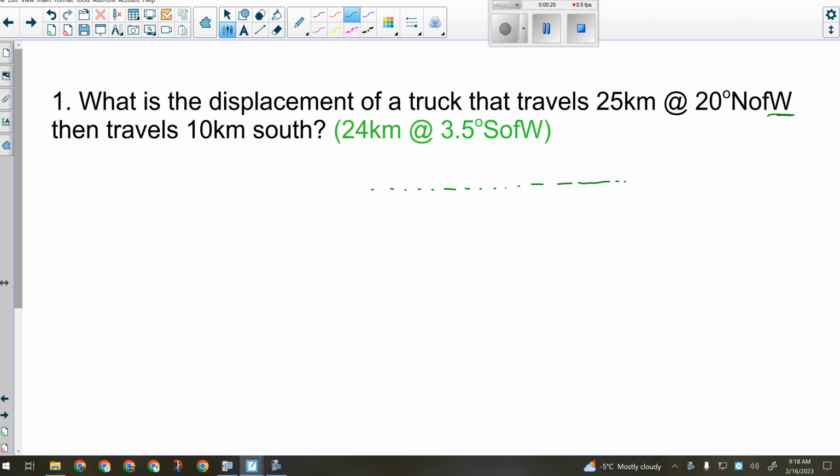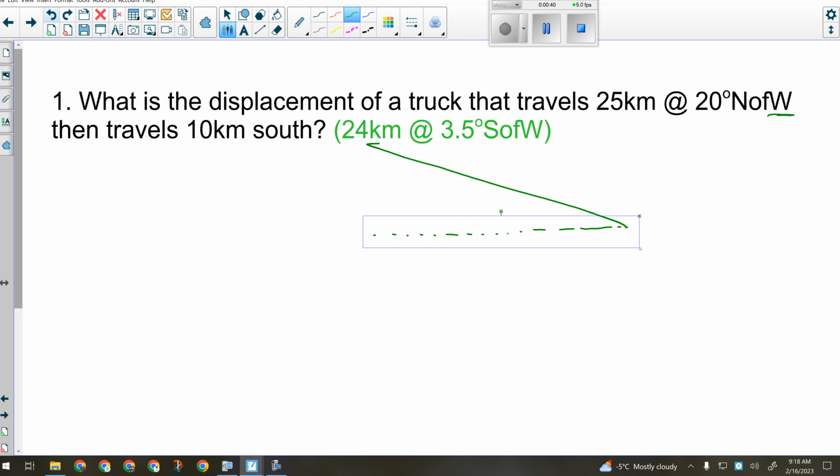Then I go 20 degrees north of that. And I did a terrible job of picking where that should go. Okay, so there's my first vector, 25 kilometers at 20 degrees north of west. My second vector is 10 kilometers due south. So we draw these things tail to head.